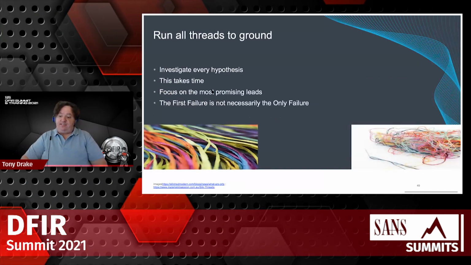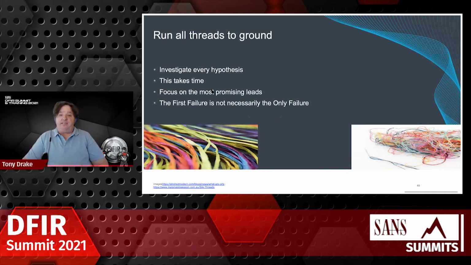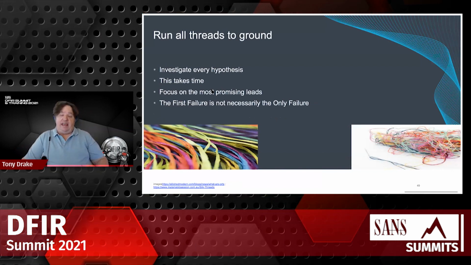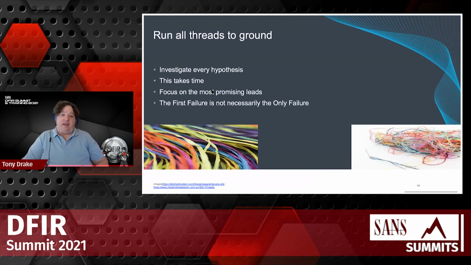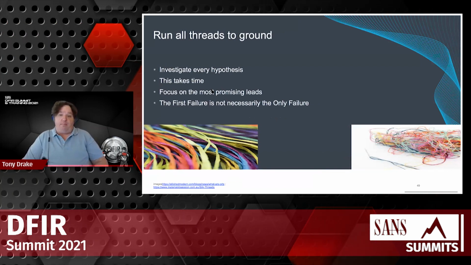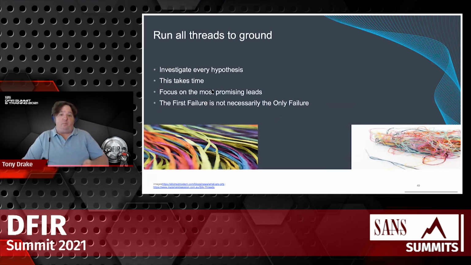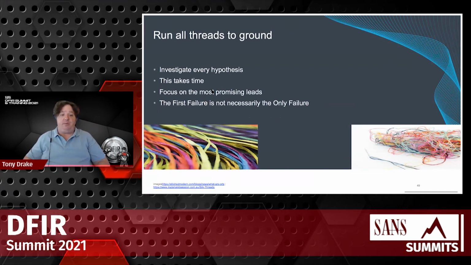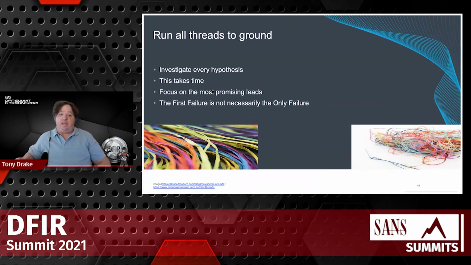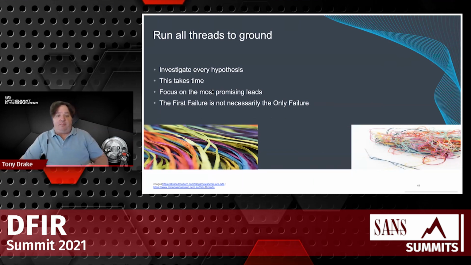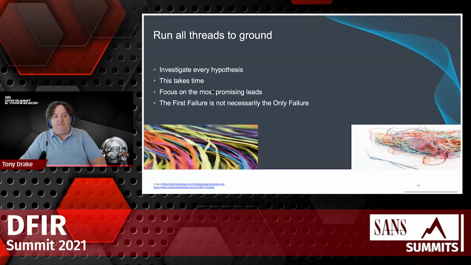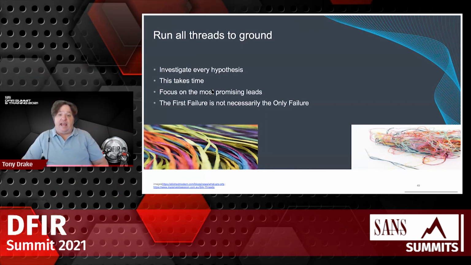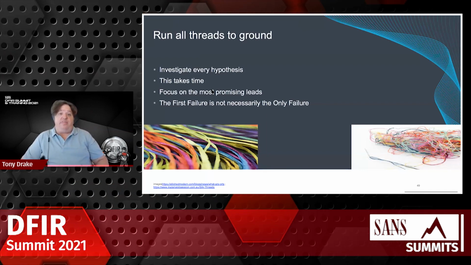The next step is to run all of the hypotheses to ground. You look at every single thing that you have on the board, and it becomes either a yes, a no, or a maybe. And that leaves you with your probable causes. That leaves you with the most promising leads that you can investigate. And remember that the first failure is not necessarily the only failure. Most failures are cascade failures. There wasn't one thing that occurred.